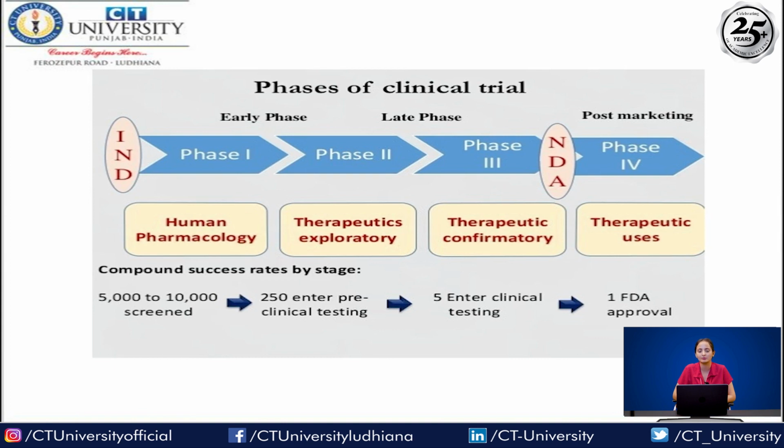Then after the approval of the new drug application, we go for phase 4, that is known as post marketing surveillance. For this we evaluate the drug use and its risk or benefit profile, that is known as therapeutic use in the market, when your medication is going into the market.